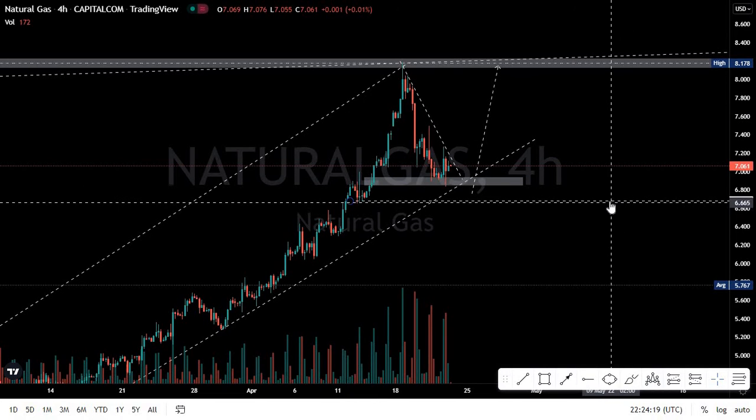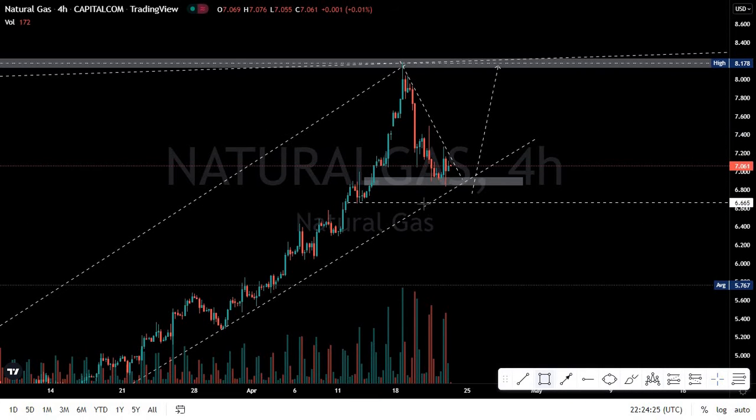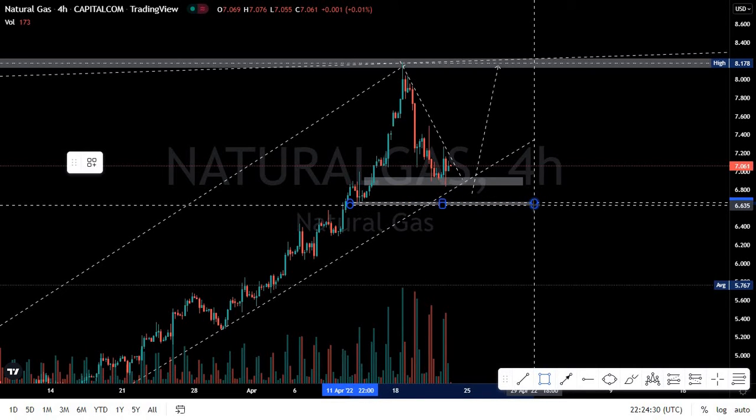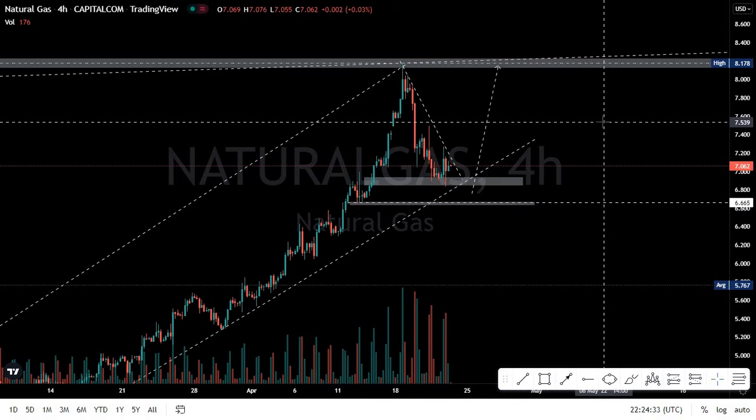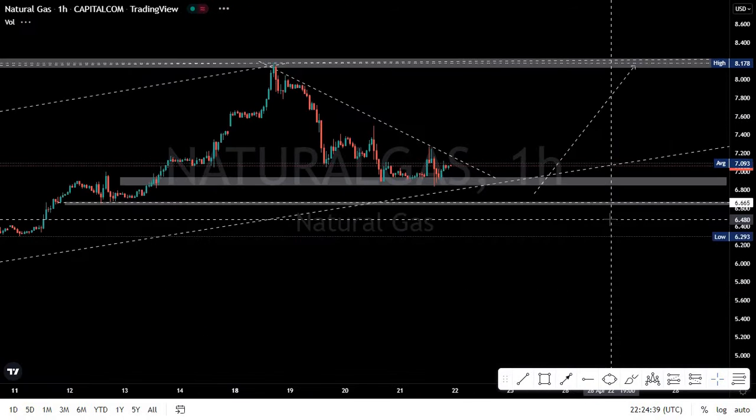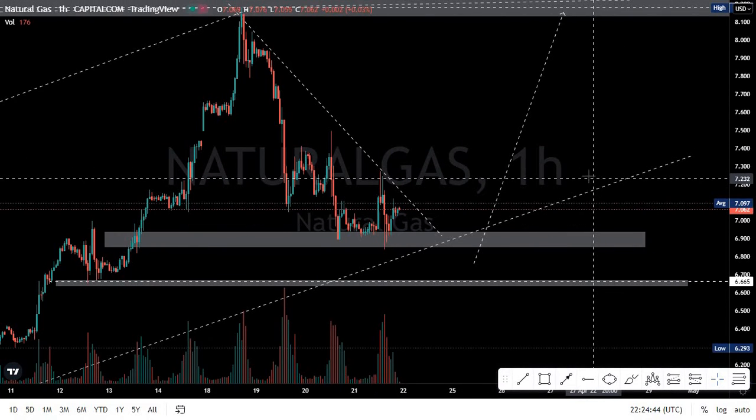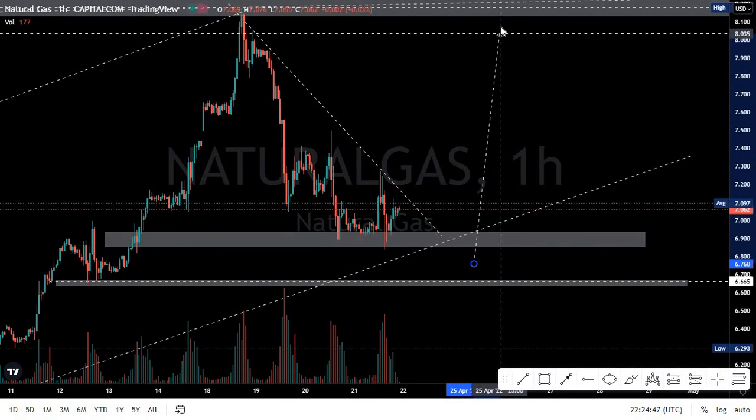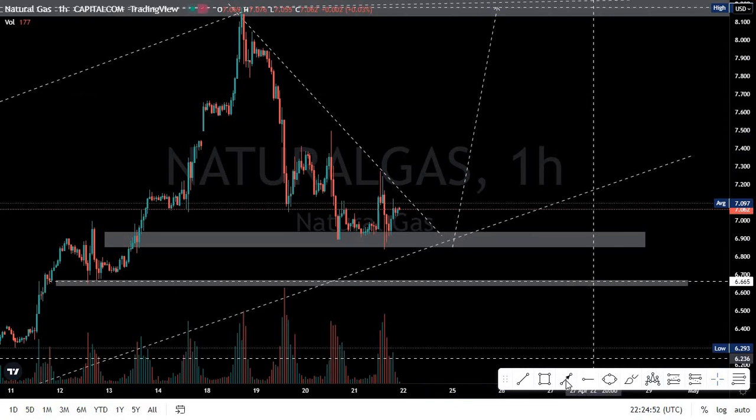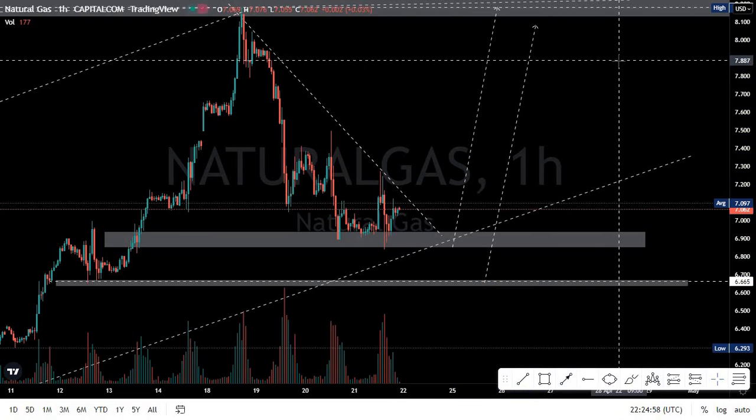We have to wait. Okay, so now let's head to our H1 time frame. Let's see what's happening over there. I'll be looking for my buying opportunity on any of these zones.